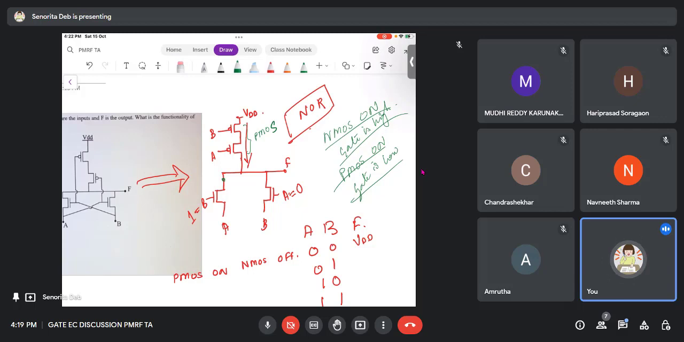Now you see, if B is 1, then A passes. A is 0, so this NMOS is off, but because of the NMOS which has B as input, A passes. So F equals A. In the other case, if A is 1, B will pass to F, so I'm writing B. And when both of them are 1, what will happen?